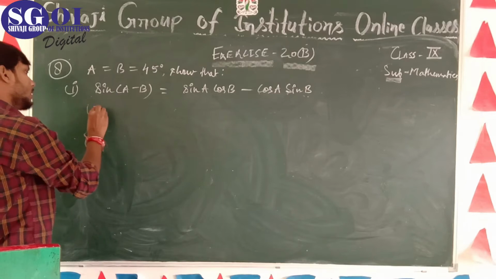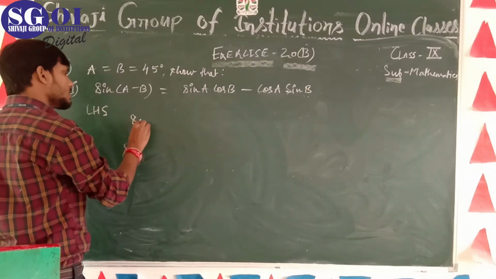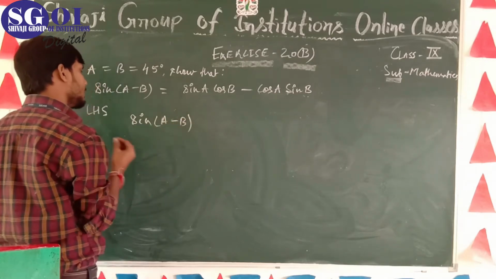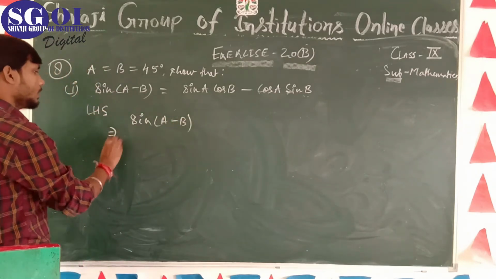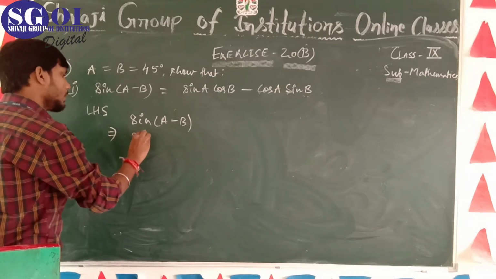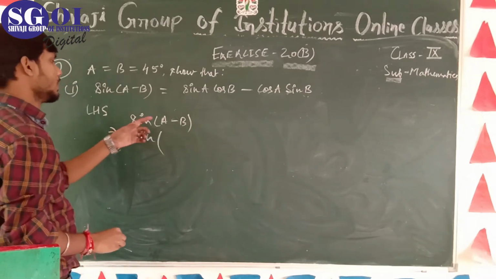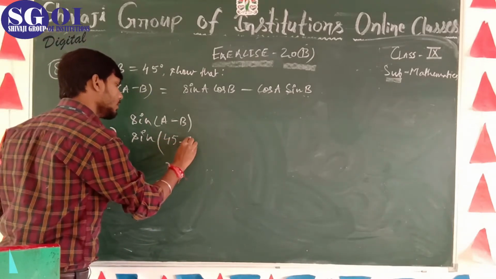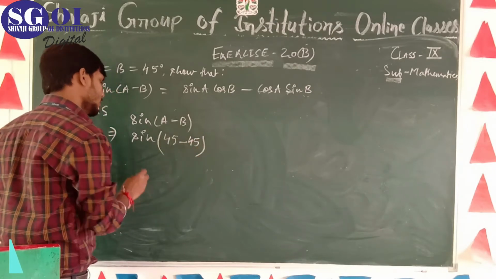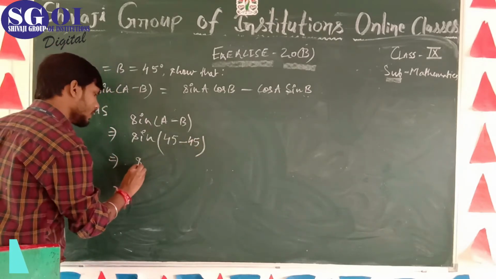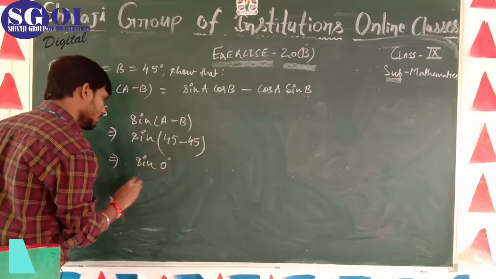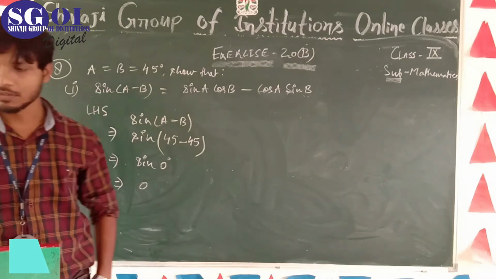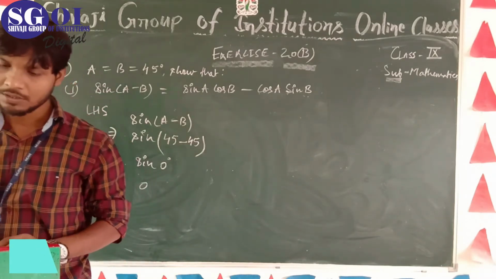So let LHS be sin(A minus B). It means the value of A is 45 and B is also 45. So 45 degrees minus 45 degrees comes to 0, and sin 0's value is 0. Okay, students? So sin 0's value is 0.